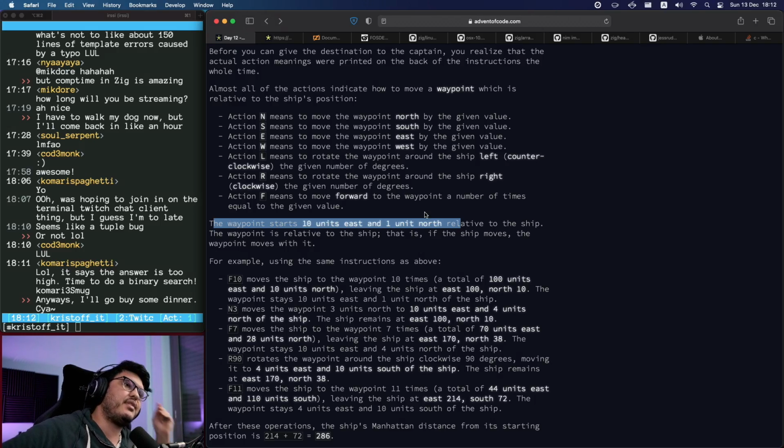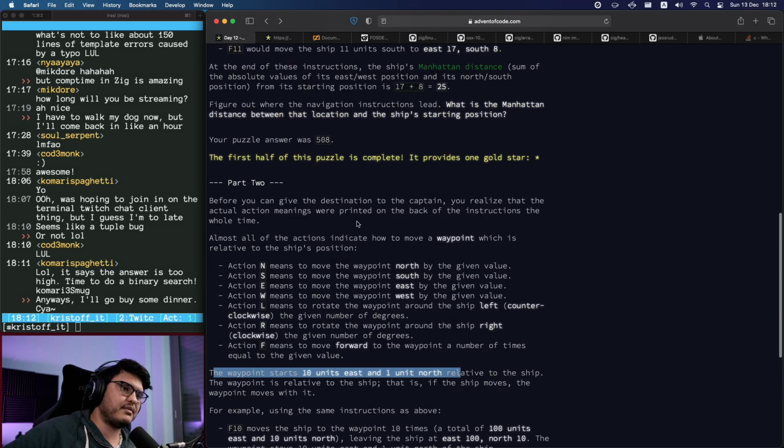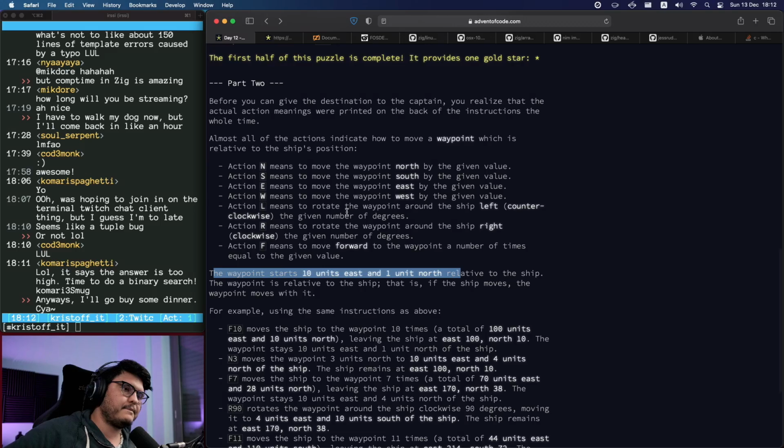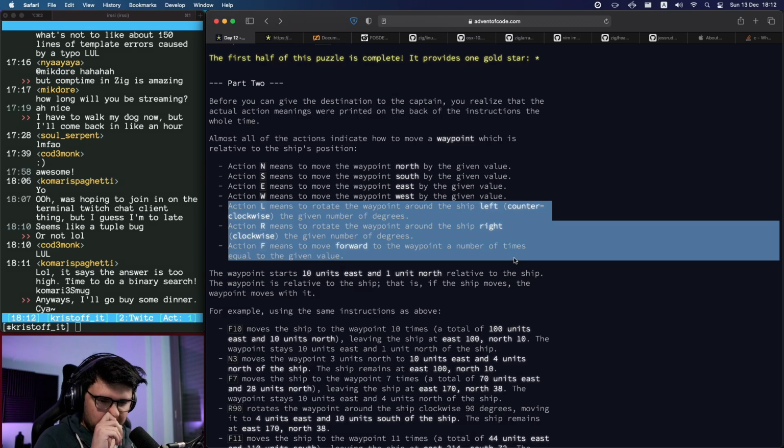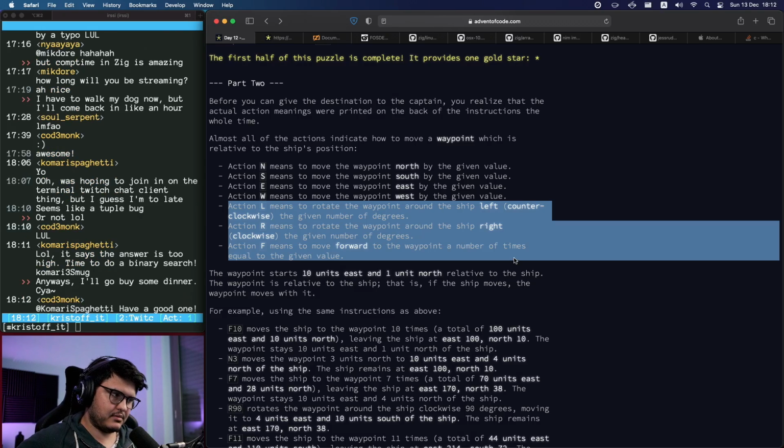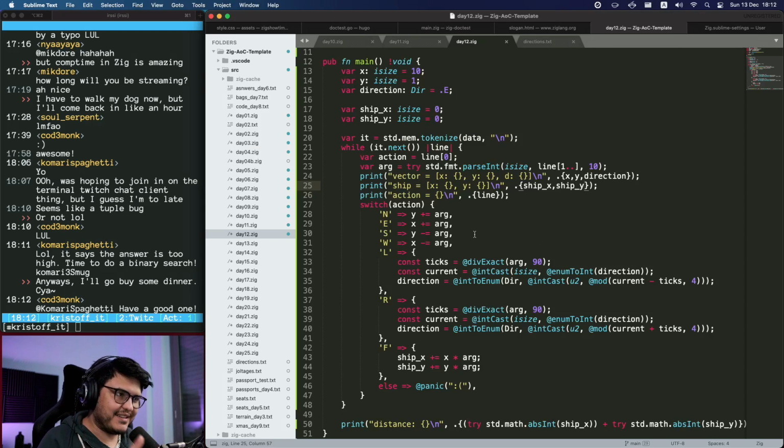Okay, so this direction thing, I think I oversimplified the meaning of what the direction does. Action L means to rotate the waypoint around the ship left the given number of degrees. Like rotating this waypoint around the ship is... oh yeah, I'm such a moron. I'm such a complete moron. Yes. Okay, now I understand.